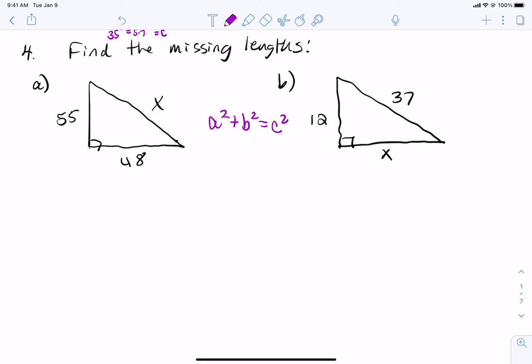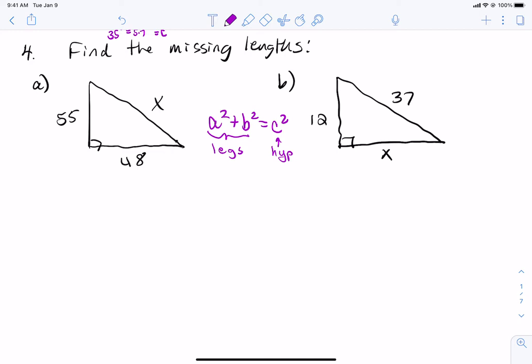A and b, these are the legs of the right triangle, the things that make the L. Okay, those are considered your legs. They're the smaller two lengths in your right triangle. The c always has to be the hypotenuse. It's always going to be the side that is across from your 90-degree angle. It's always going to be your longest length. Okay? So as long as you remember that the legs have to be the A and the B, and the hypotenuse has to be the C, you're good to go.